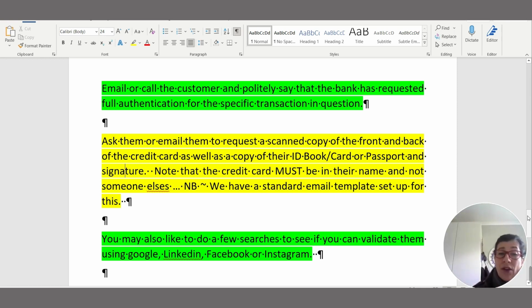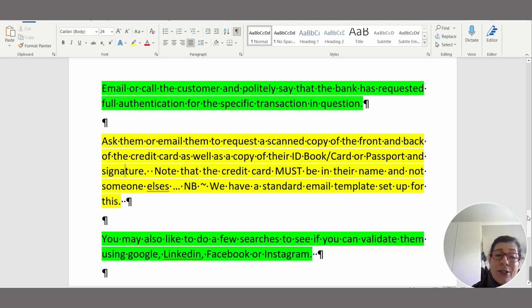Ask them or email them to request a scanned copy of the front and back of the credit card, as well as a copy of their ID book, ID card, or passport, and also to include a copy of their signature. Note that the credit card must be in their name and surname and not in someone else's. Also note that we have a standard email template that we have set up for this very purpose. Sometimes I might want to just weed them out over the phone. And if someone is just never responding to me, that's a good sign that it could be fraud, and follow up with a couple of emails as well.